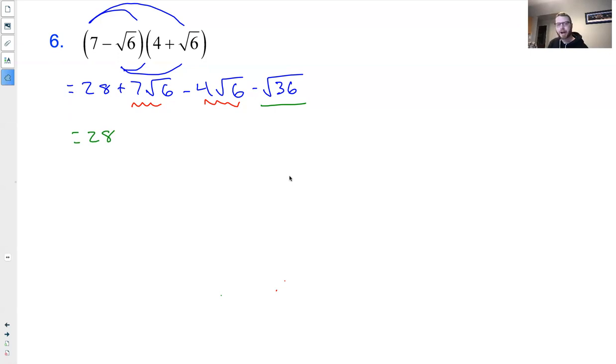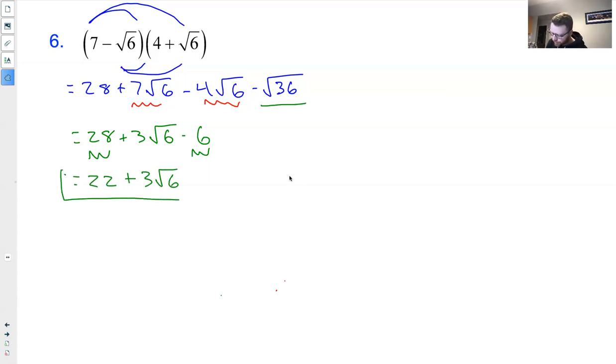7 root 6 minus 4 root 6 gives us positive 3 root 6. And the square root of 36 is 6. And we have a negative in front, so negative 6. Now we have 2 more like terms, 28 minus 6. So now we can subtract that. So that will give us 22 plus 3 root 6 as our final answer.